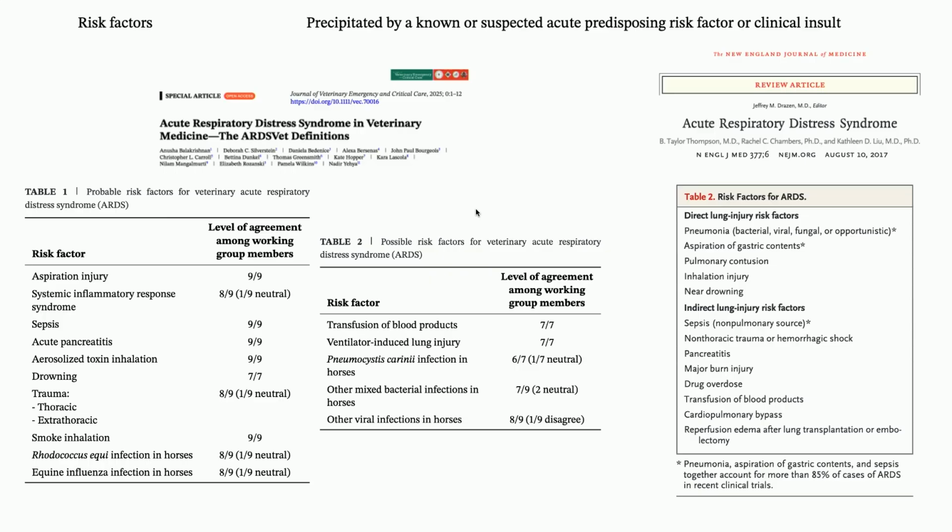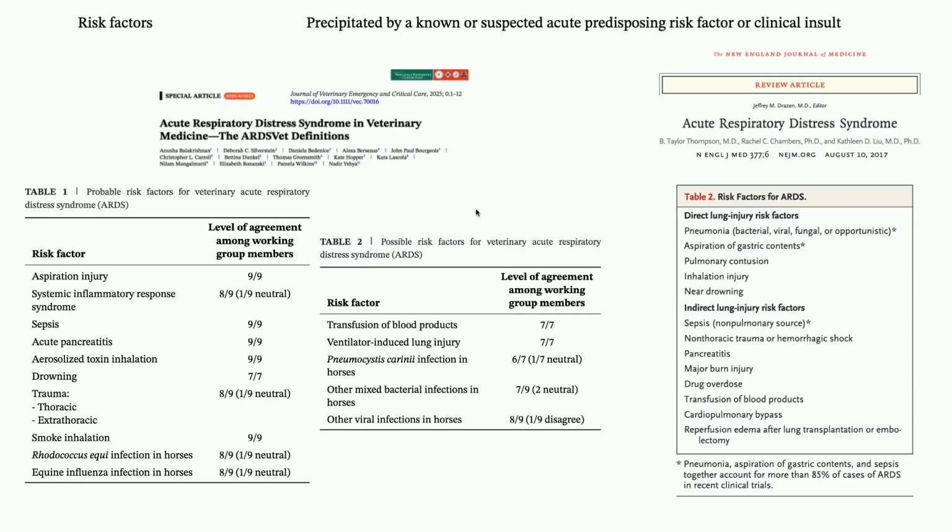And then we have a few other possible risk factors listed in the second table. So these are things that maybe are not as strongly supported by evidence, but seem to be also underlying predisposing factors. And this doesn't mean that these are the only things that could lead to ARDS. They're just the ones that we so far have identified in the literature that can be common underlying critical illnesses that lead to it.